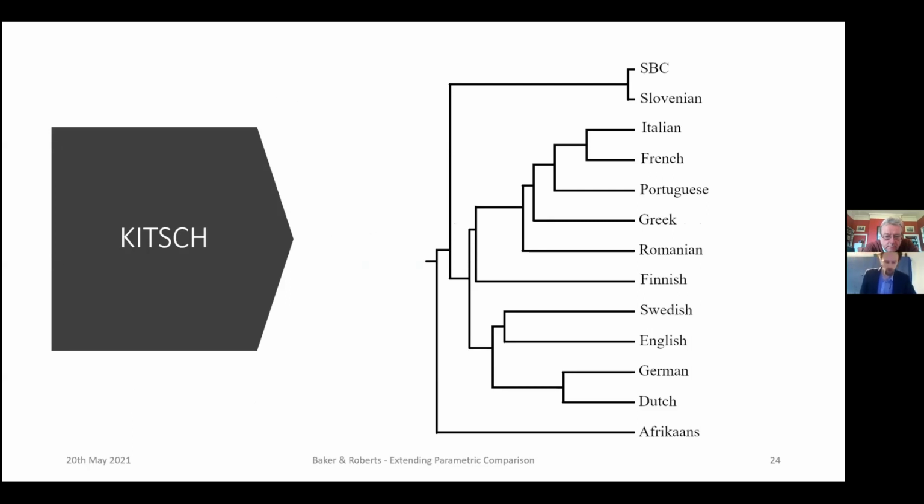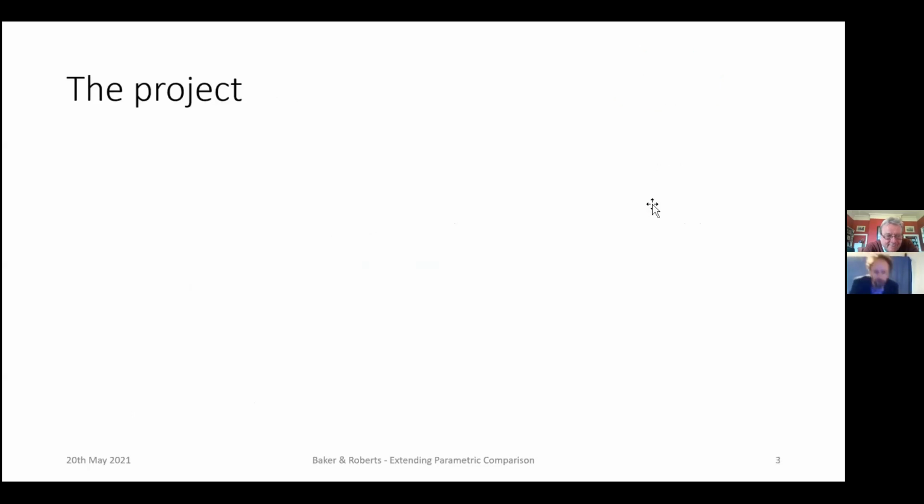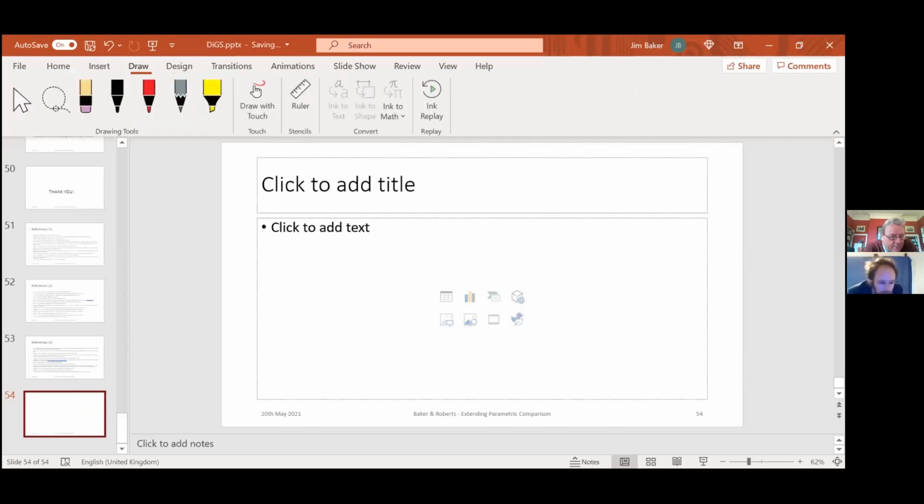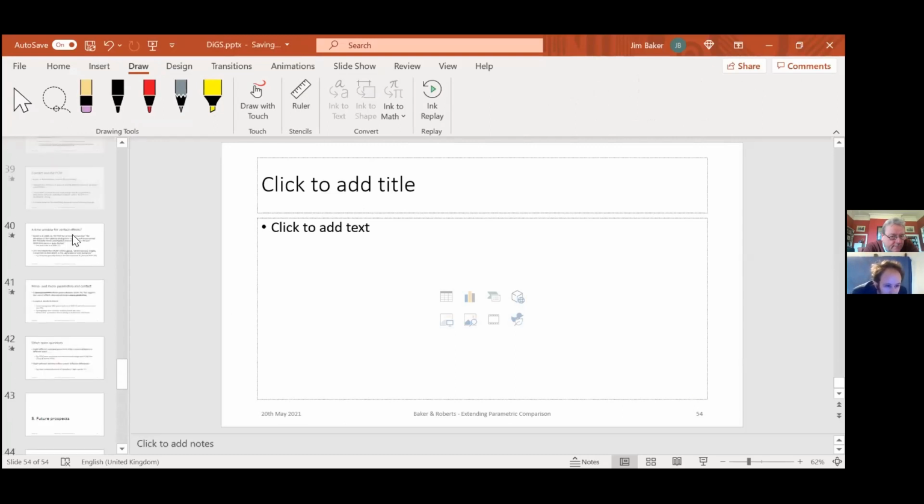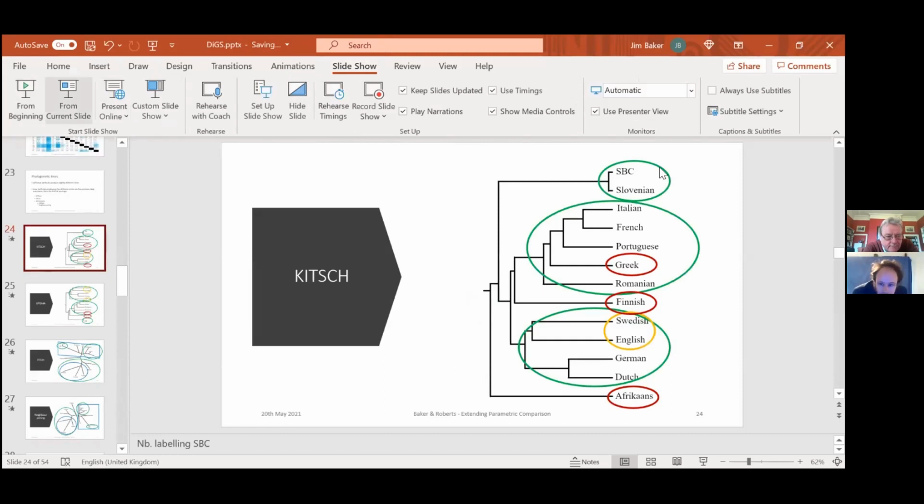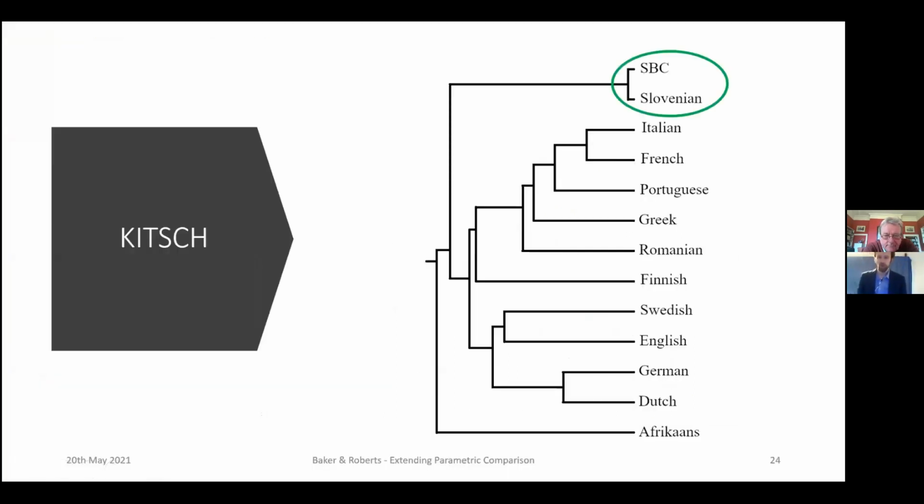A number of interesting things can be observed here. As we would predict, Serbo-Croatian and Slovenian are very close to each other, sharing a node there. We've also got a general grouping between the Germanic languages, with the exception of Afrikaans, which is not included in this grouping.